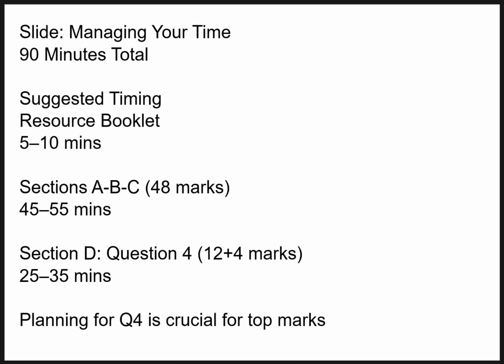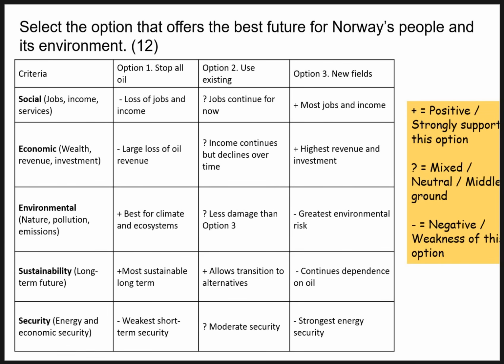Sections A, B and C, that's 48 marks. So 45 to 55 minutes. Some students will do it a little bit quicker than that. But if you kept to these times, you would have about 25 to 35 minutes to answer this 12 mark question, which includes an additional 4 marks of SPAG. So planning this question is really, really crucial. So let's start thinking about how we can plan a question like this using our 5 factors. So social, economic, environmental, sustainability, and security.